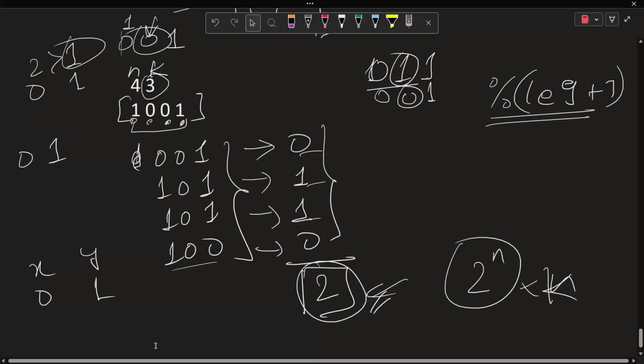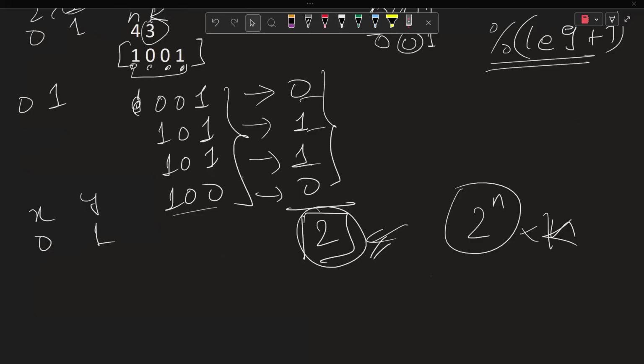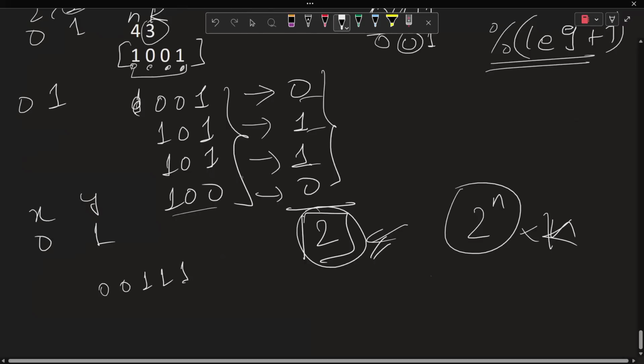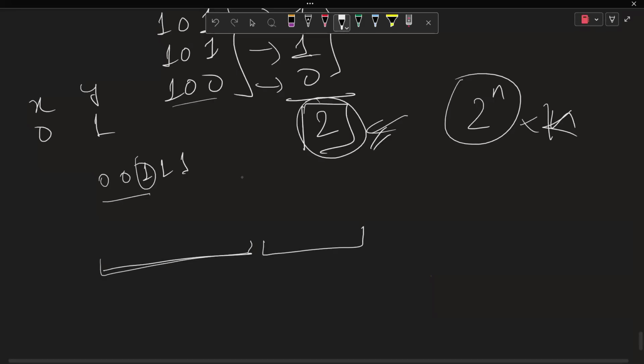I hope this is clear. Because to calculate the median, if the middle element is a 1, then it would be a 1, otherwise a 0. And when would the middle element be a 1? When it has more ones than zeros. If the number of ones is more, then its middle element would be 1. Otherwise, there would be more zeros, because in sorted order there would be some zeros and then some ones.